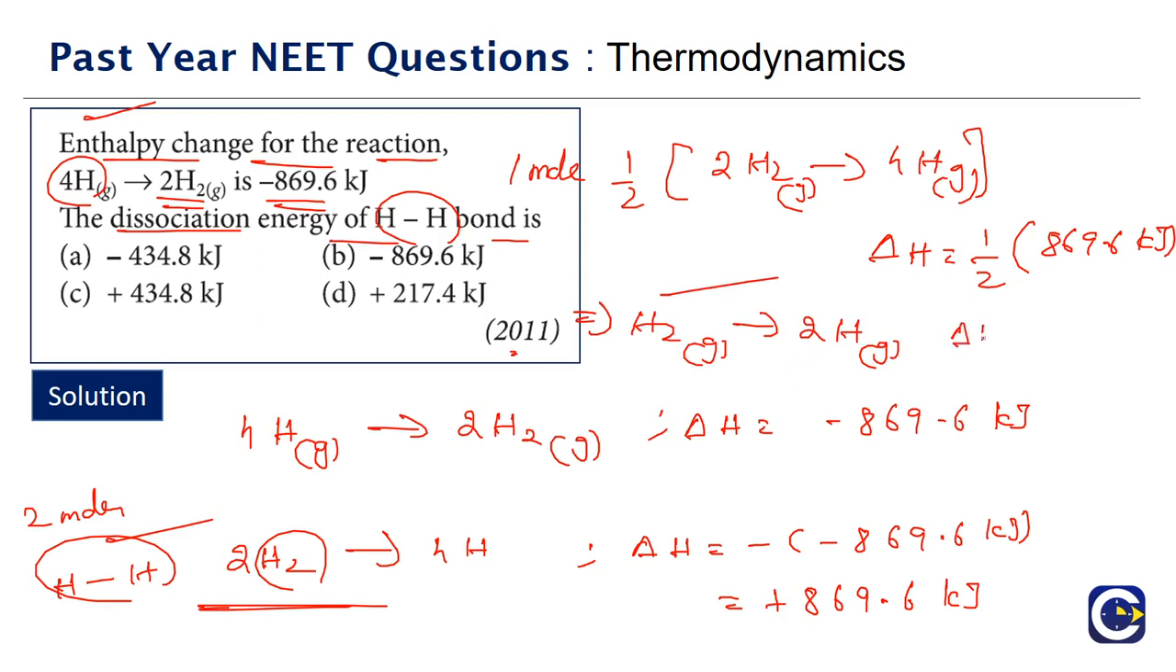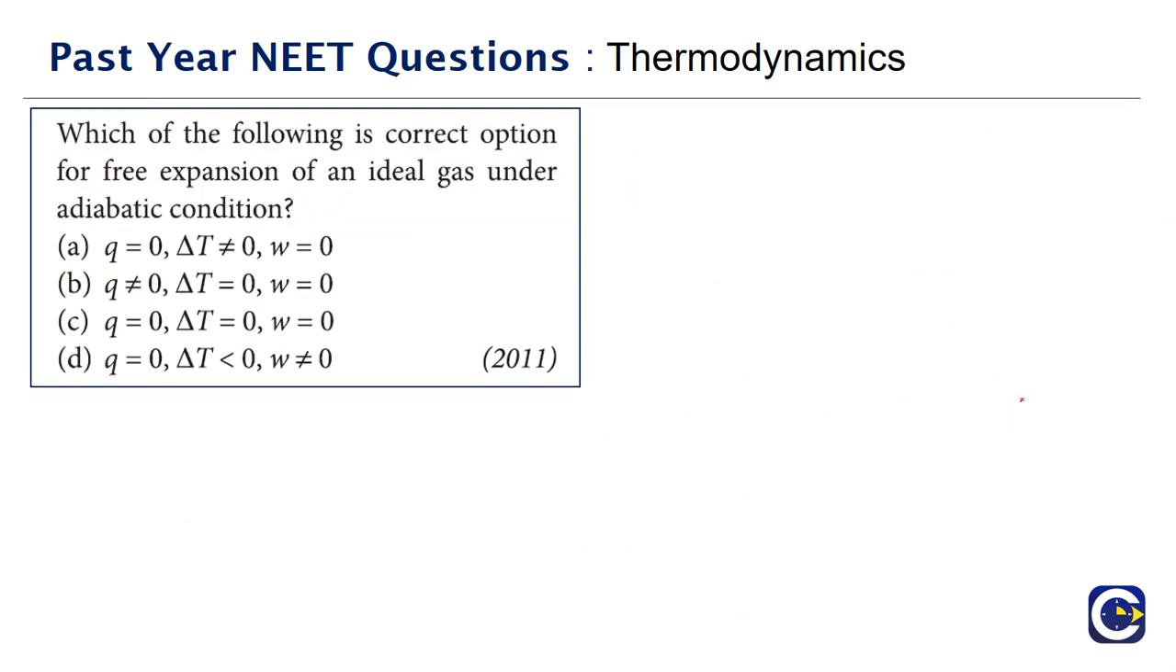For this, delta H is going to be half of 869.6 kilojoules, which will be 434.8 kilojoules. And always the bond dissociation energy will be positive because the energy has to be supplied. That much energy will be absorbed to break the bonds. So the correct answer for this is option C. It's a straight question. We are just getting it based upon the definition of the dissociation energy.